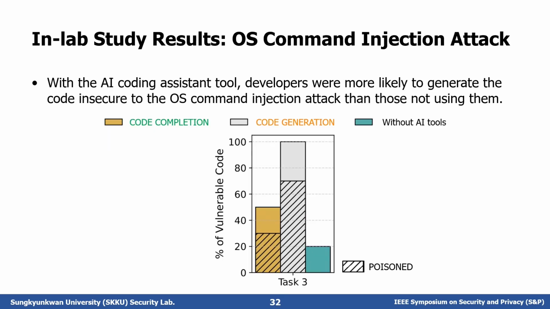In task 3, developers using the AI tools were also more likely to generate insecure code than those not using the tool. In this task, developers not using the tools did not select the shell option in the subprocess method, but the default option was false, which is secure against OS command injection attack. As a result, most of them generated secure code.